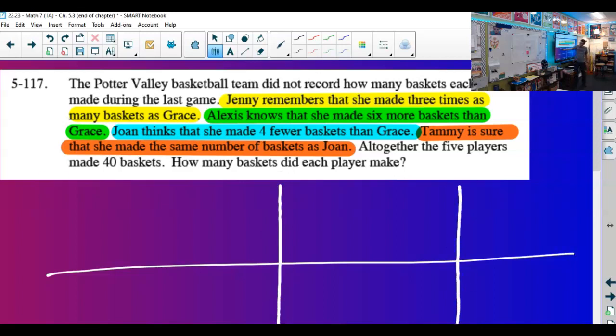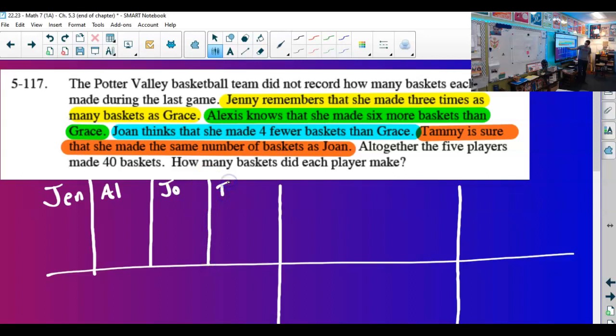So we have Jenny, but I'm going to abbreviate names. We got Jenny. We got Alexis. We got Joan. We got Tammy. And we have Grace. We got 5. Grace has so much room.